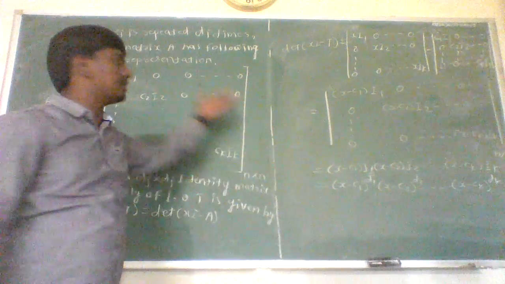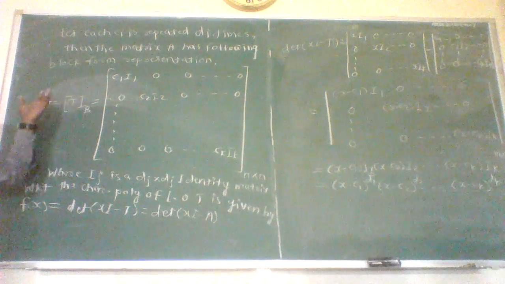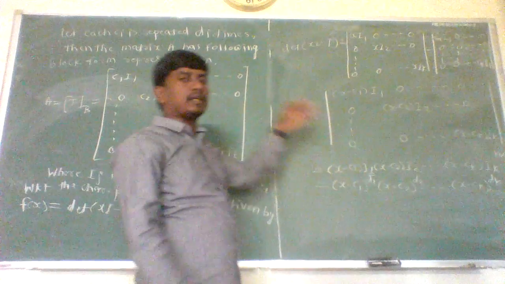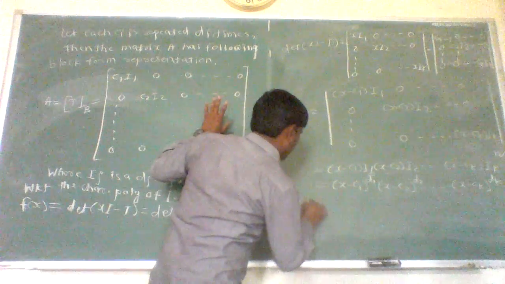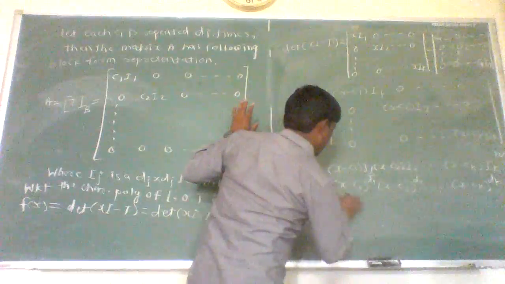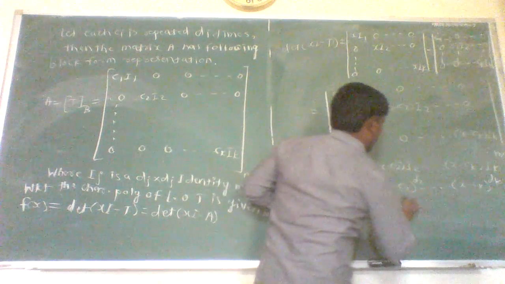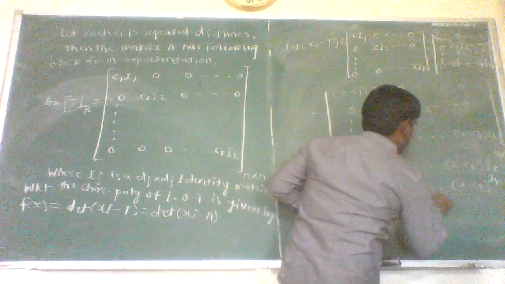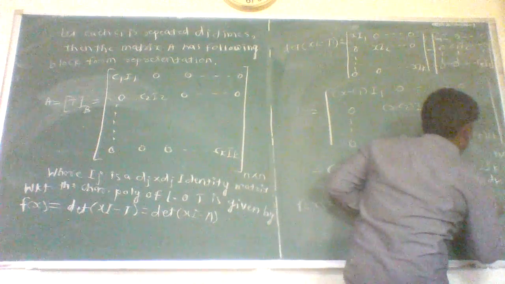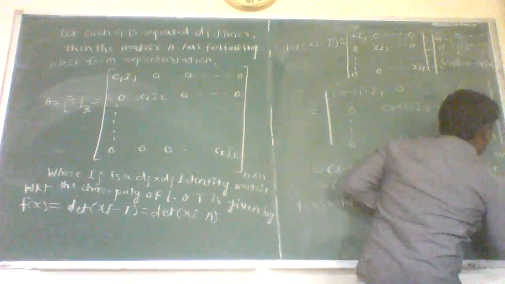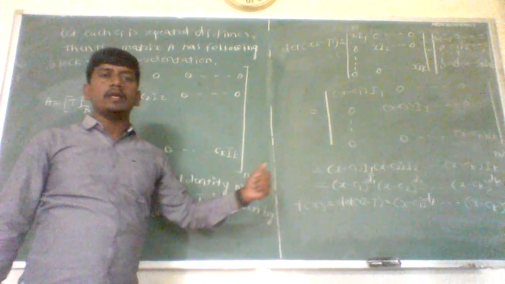The determinant of xI minus T is nothing but the characteristic polynomial of a linear operator T, and the characteristic polynomial of a linear operator T is denoted by f of x. Therefore, f of x is the determinant of xI minus T, which is x minus c1 to the power d1, into x minus c2 to the power d2, up to so on, x minus ck to the power dk. So here, half part of the second statement is proved.